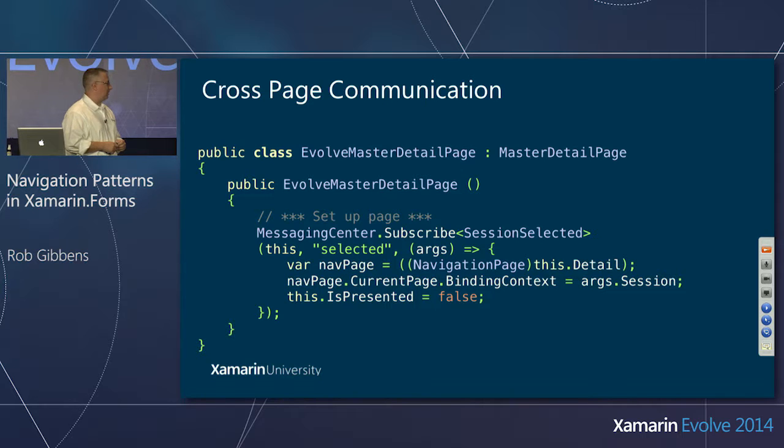So here we're going to subscribe to that session selected event. We're going to get the detail page, and I'm setting the detail page's binding context to be the selected session. Because I'm using data binding in that detail page, simply setting the binding context is going to cause the detail page to repopulate every control on the screen with the currently selected session. And then finally, that last line of code, this.isPresented equals false. We need that because in Android and in iPhone, this is going to present as basically a flyout menu. So when we select an item in the menu, we need that page to hide itself again so we can see the detail.